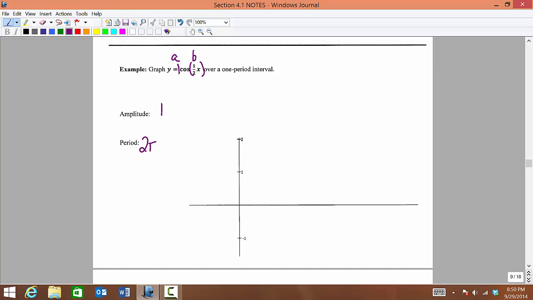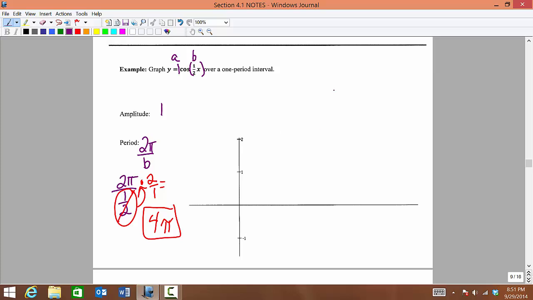To find the period, we will take 2 pi and I will divide it by b. So that would be 2 pi divided by 1/2. Anytime that we divide by 1/2, or divide by any fraction, we're going to flip the fraction and multiply it times the top of the fraction. And that gives me actually 2 times 2 is 4, so that gives me a period of 4 pi.